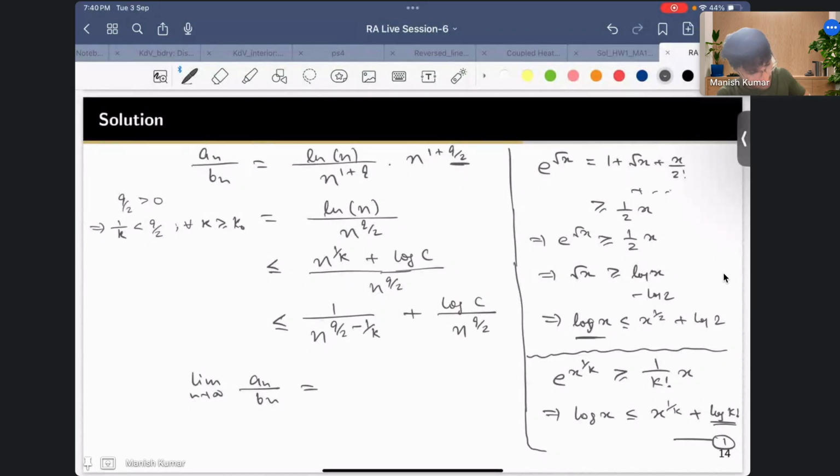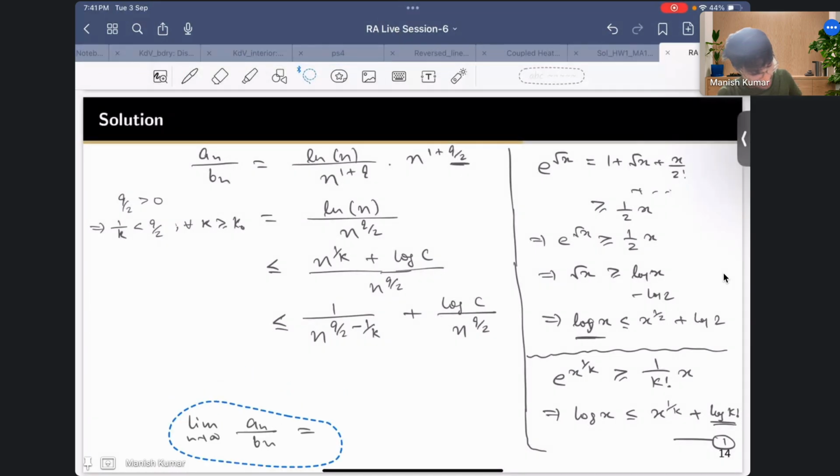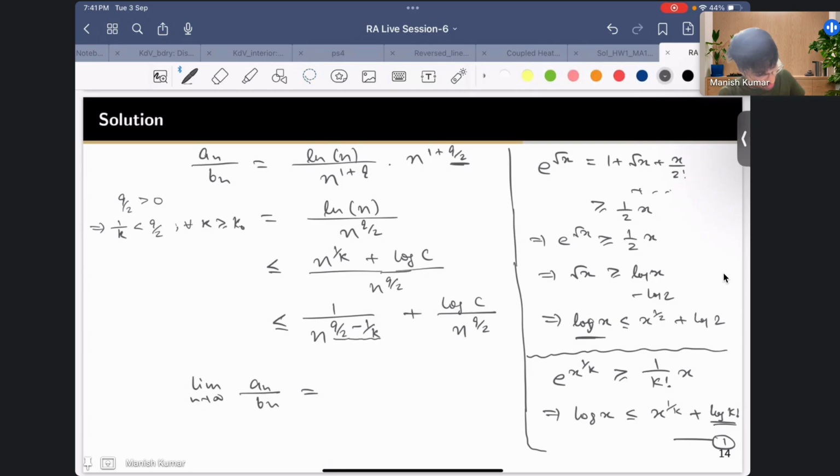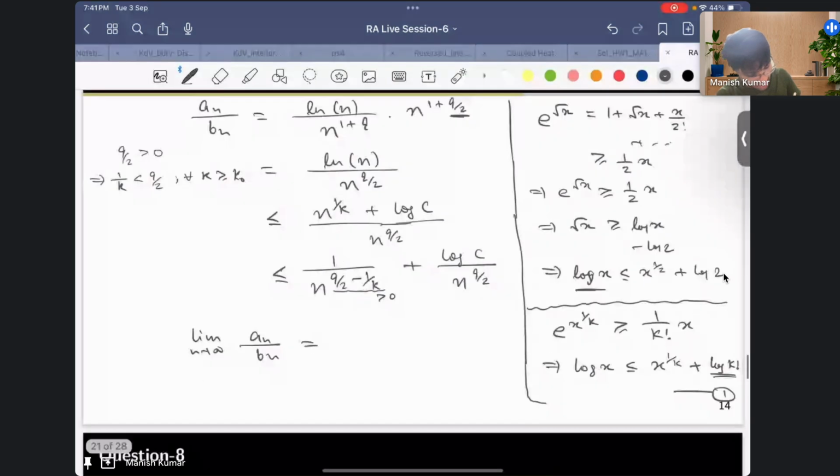Now if you take the limit, by the sandwich theorem I'll just write directly, because you see this power is positive. So by the sandwich theorem or squeeze theorem, this limit of a_n and b_n will be 0 because this is a positive quantity.